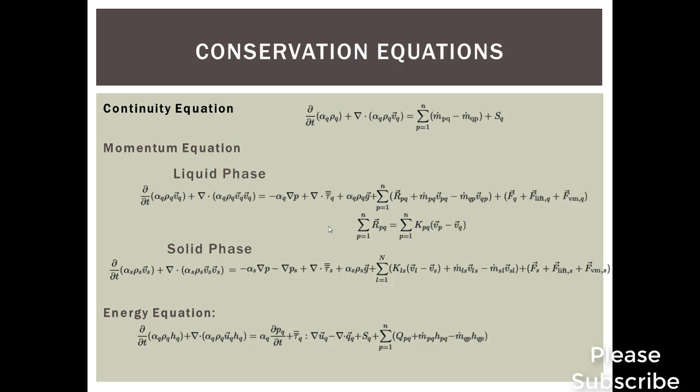These are the set of conservation equations which would be solved in the two-phase approach using the Eulerian model in Ansys Fluent. The first one is the continuity equation, where alpha is the volume fraction, rho is the density of any particular phase, and there is also a velocity term involved. m dot pq or m dot qp is the mass that is transferred from phase p to phase q or phase q to phase p. So this is the mass transfer that occurs from one phase to the other, and SQ is the source term.